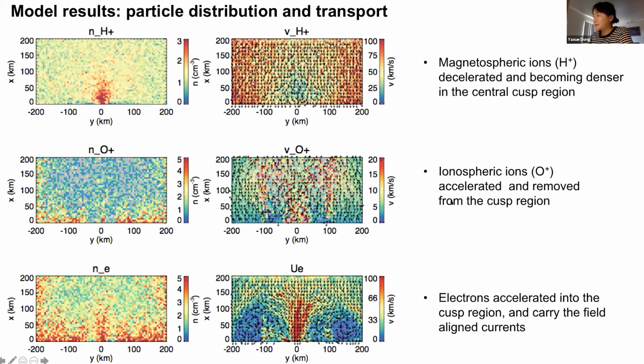Although this model does not physically track the motion of electrons, we can calculate the electron velocity. And if you look at this electron velocity, you can also see the electrons are being accelerated downward into the cusp region. And these electrons carry the field line currents pointing upward.